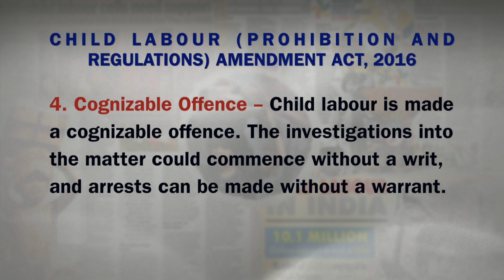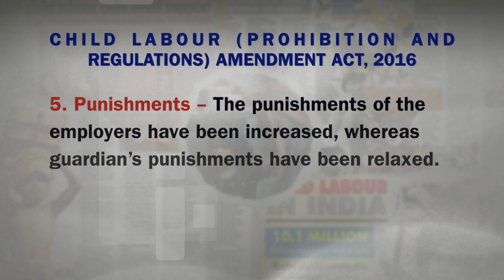The fourth change is the cognizable offence. Child labour is made a cognizable offence. The investigations into the matter could commence without a writ and arrest can be made without a warrant. The sixth change is in the punishment. The punishment of the employer has been increased, whereas the guardian's punishment has been relaxed.